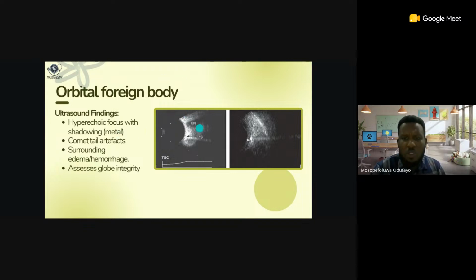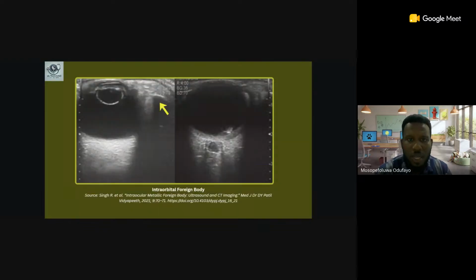So hyperechoic focus, comet tail artifacts, look at the comet tail artifact in this place, look at it running through. Is that okay? Down this way. But the thing is, it's outside the eye, which you can see here. Is that okay? This is an orbital foreign body. And so this is another one here. Look at it. This very dangerous one here, having shadows, probably metal. Is that okay? In this area, having shadows in this area. So these are intraorbital foreign bodies.